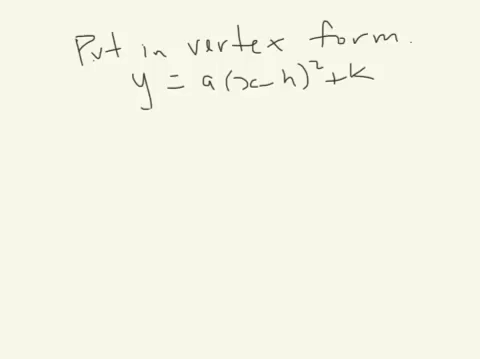Alright, so this is completing the square. Completing the square means that you've got to put it into vertex form. You got to put it in vertex form, and what do you put it from? You put it from standard form. So how do we do that? Okay, well, let's start with a question that is in standard form, and then we'll work from there.